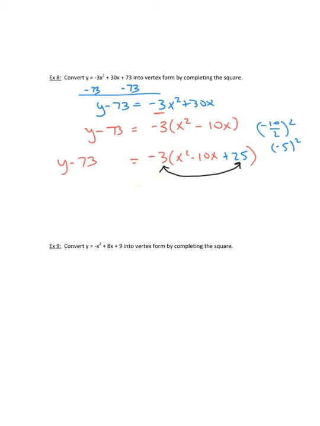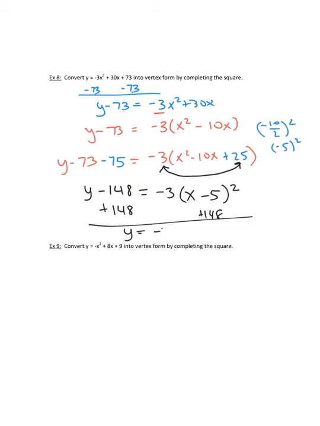So on the left, I have to balance it out. I'll do that in blue also by subtracting 75. So on the left side, I now have y minus 148 equals negative 3 times, and you're going to express that as a binomial squared. So 5 plus 5 is 10, 5 times 5 is 25, but it's a negative 10, so x minus 5. And now you isolate y, you add 148 to both sides. To move it to the right, y equals negative 3 times x minus 5 squared plus 148.